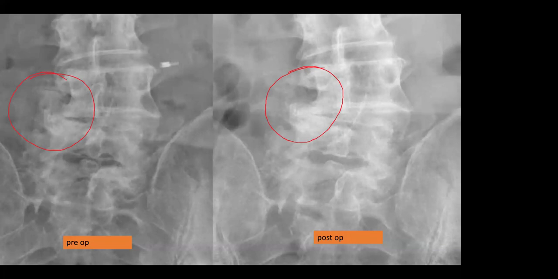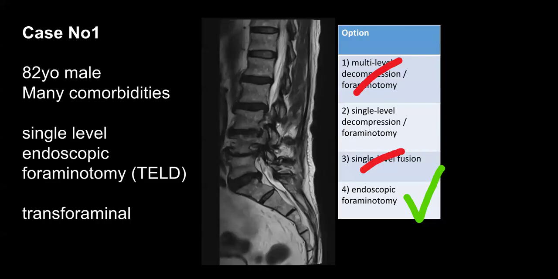Now you can say, oh, I'm taking away the pillar, the bone that stabilized this segment. But I think it's a pathological bony formation. It's nothing to do with stability. And this stenosis and the foraminal stenosis can be treated with this endoscopic approach. So this was my solution for this case.